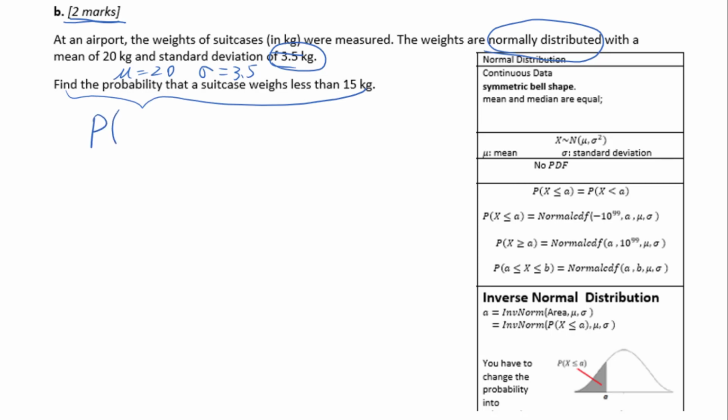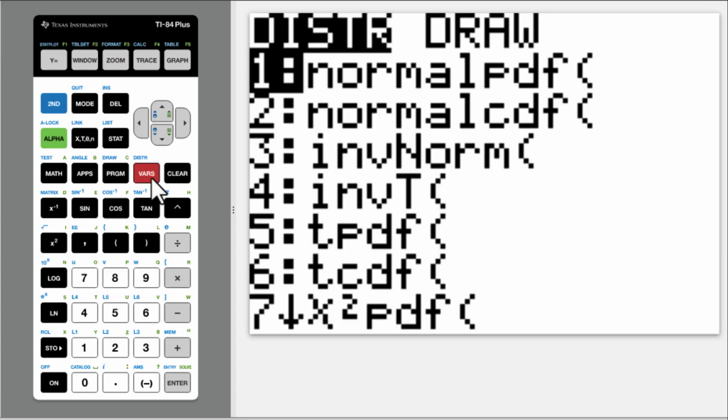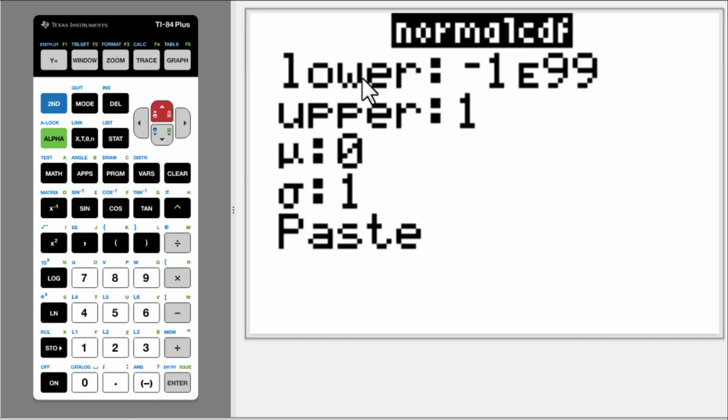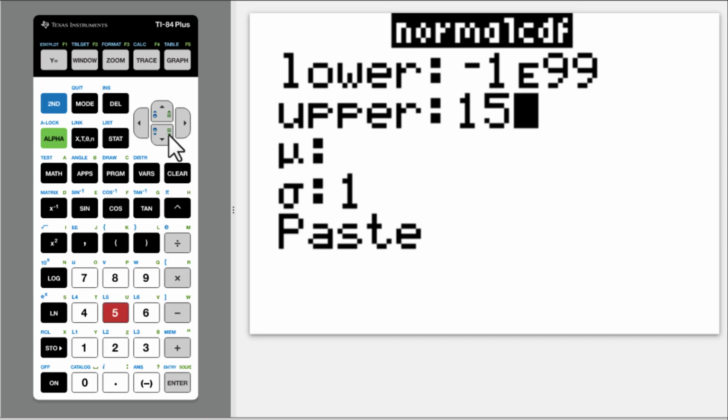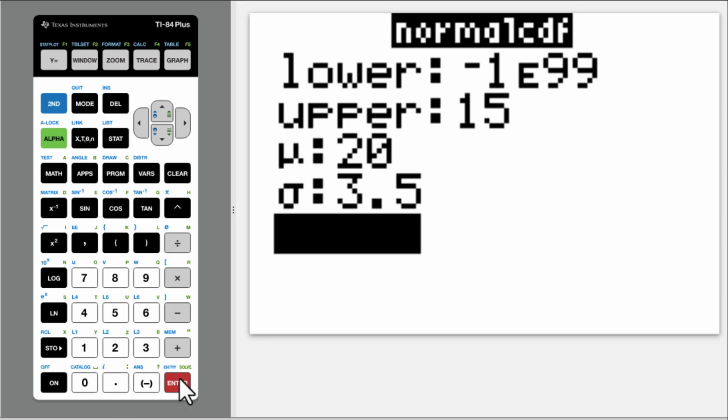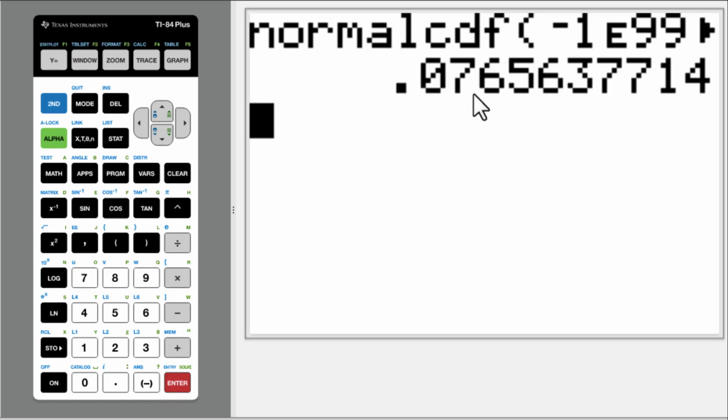Basically, we are looking for probability. Since in this question, the variable is not defined, we will use a general random variable, x less than 15 equals. Go to graphing calculator. Second, distribution, normal CDF. Lower bound is negative infinity. This is a default. Upper bound is 15. Mean is 20. Standard deviation is 3.5. Enter. Answer is 0.0766.